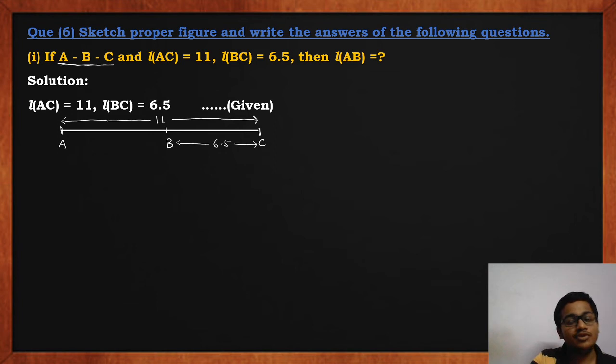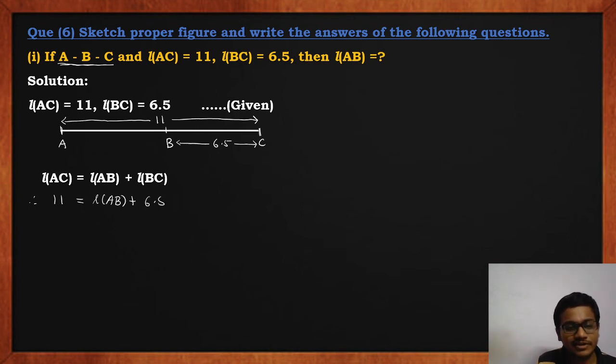Now, how will you find length AB? The bigger segment is the addition of the other two smaller segments. So length AC will be equal to length AB plus BC. Yes or no? Now substitute the value. We know that length AC is 11. So therefore 11 equals length AB, that we have to find out, plus length BC, that is 6.5.